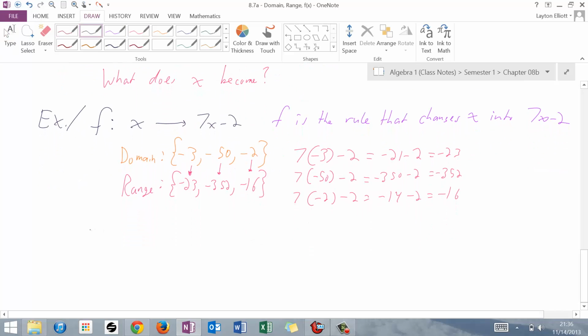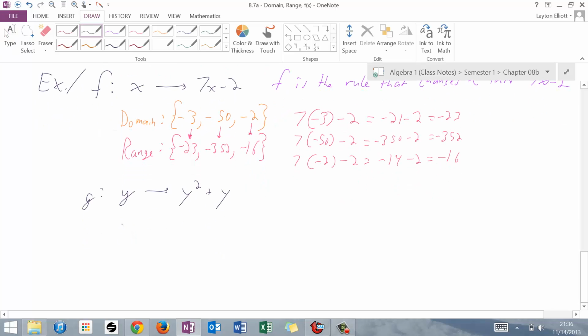Let's try another one. Let's do a different function. Let's go g. G is the function that takes y, and it transforms it into y squared plus another y. So if I say my domain is 0, negative 3, 3, and 2, well, can you tell me what the range would be?